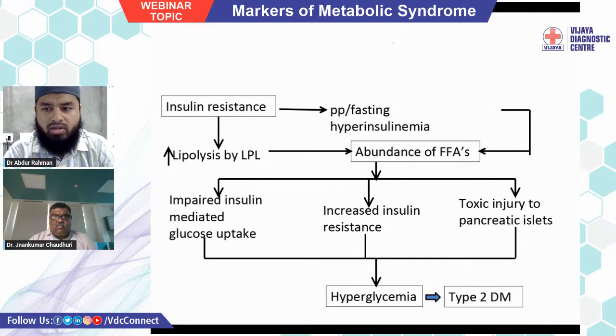Once the pancreatic islets are injured, they will not be able to secrete more insulin. And already we have a high amount of insulin in the blood due to leptin resistance, and that insulin is circulating but with no effect. Therefore we develop hyperglycemia and type 2 diabetes. Okay, let's go to the next slide.